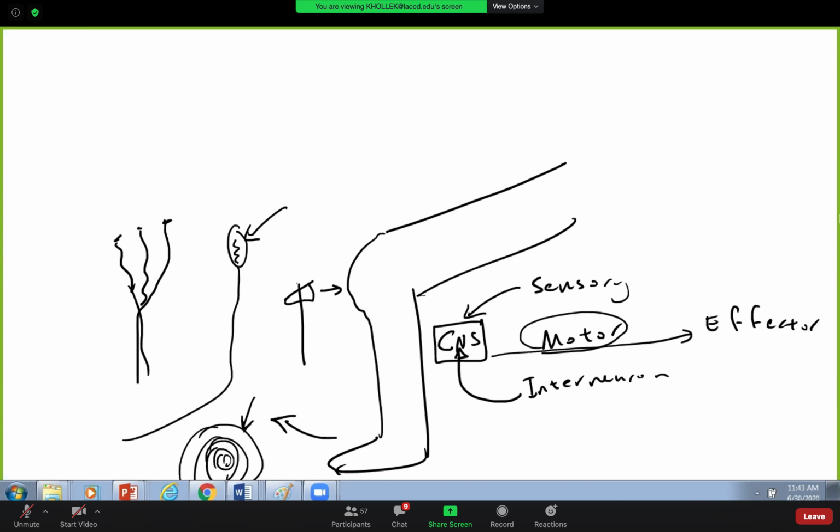All right. So skeletal muscles, they're not under the autonomic nervous system. They are directly controlled by the somatic nervous system. All right. So we have control over them.